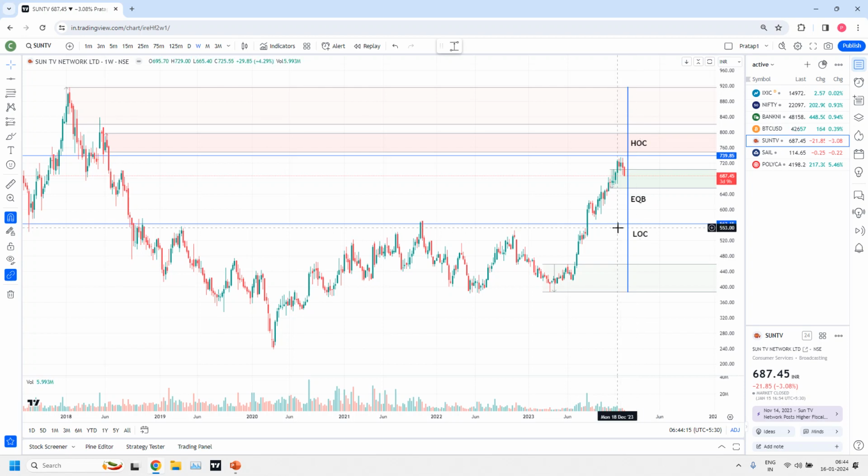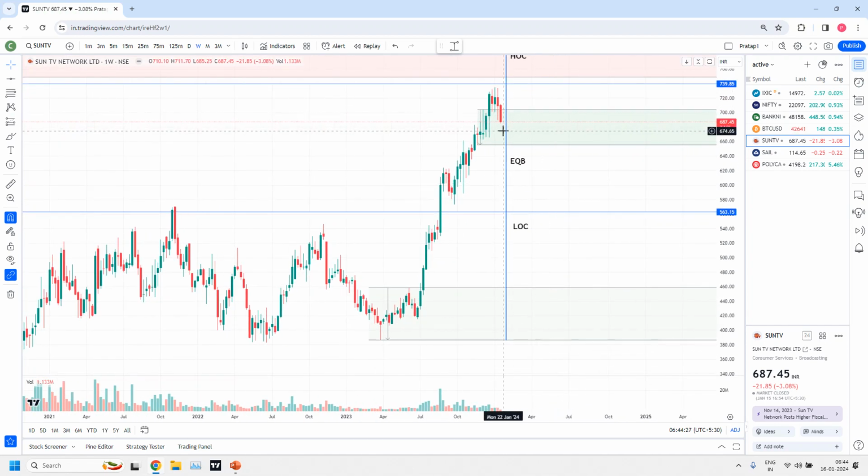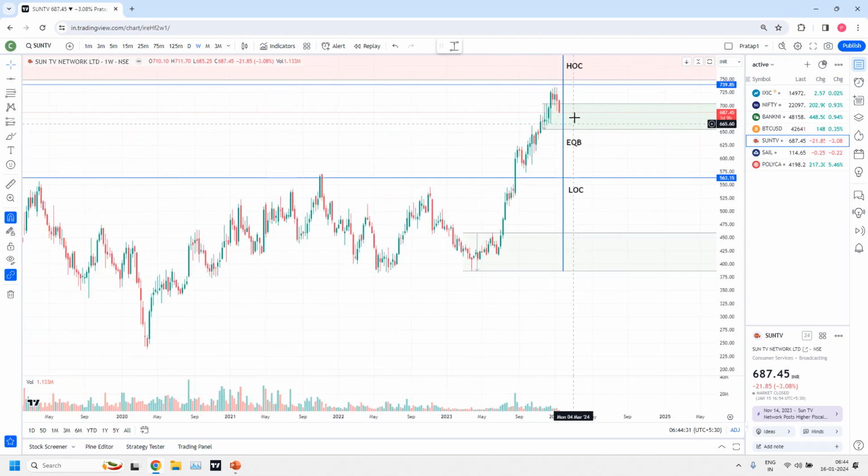Because the HTF trend is uptrend, the ITF trend is uptrend, and the primary price direction is from demand zone to supply zone, and even the price direction at the ITF is also going to be demand zone to supply zone. Definitely, if there is any demand zone in this area, you can plan the long trades.